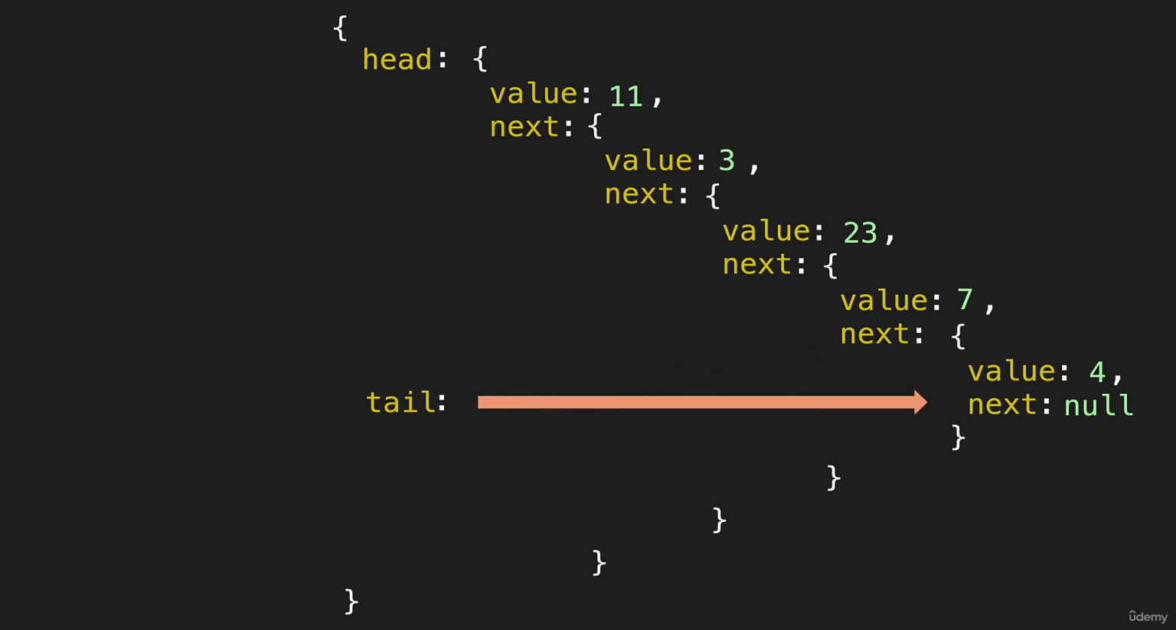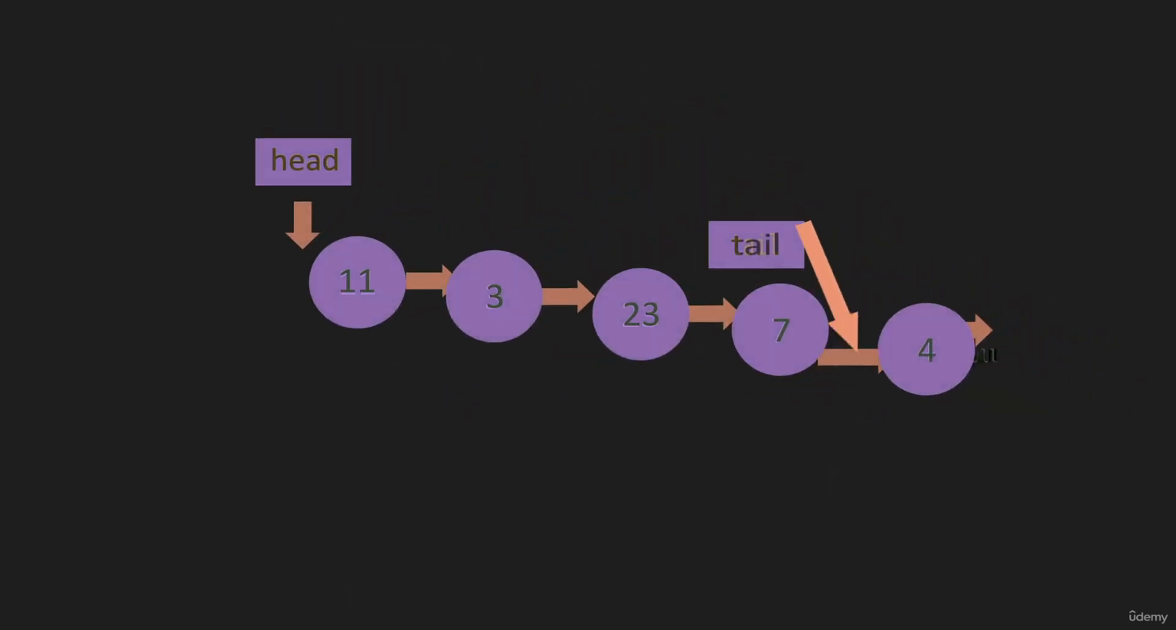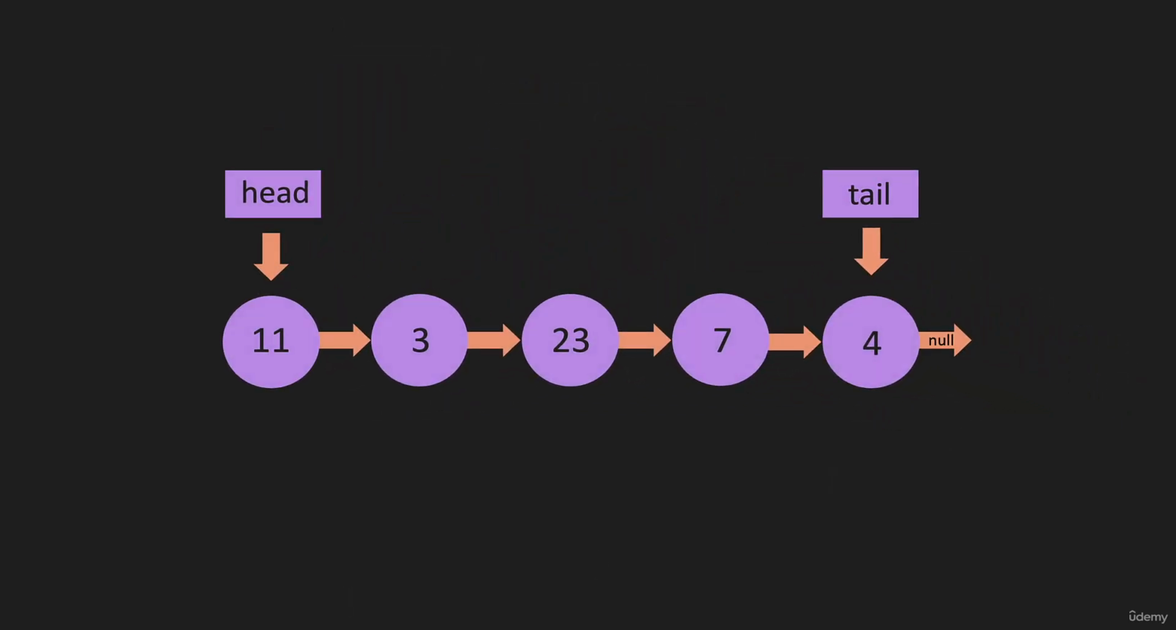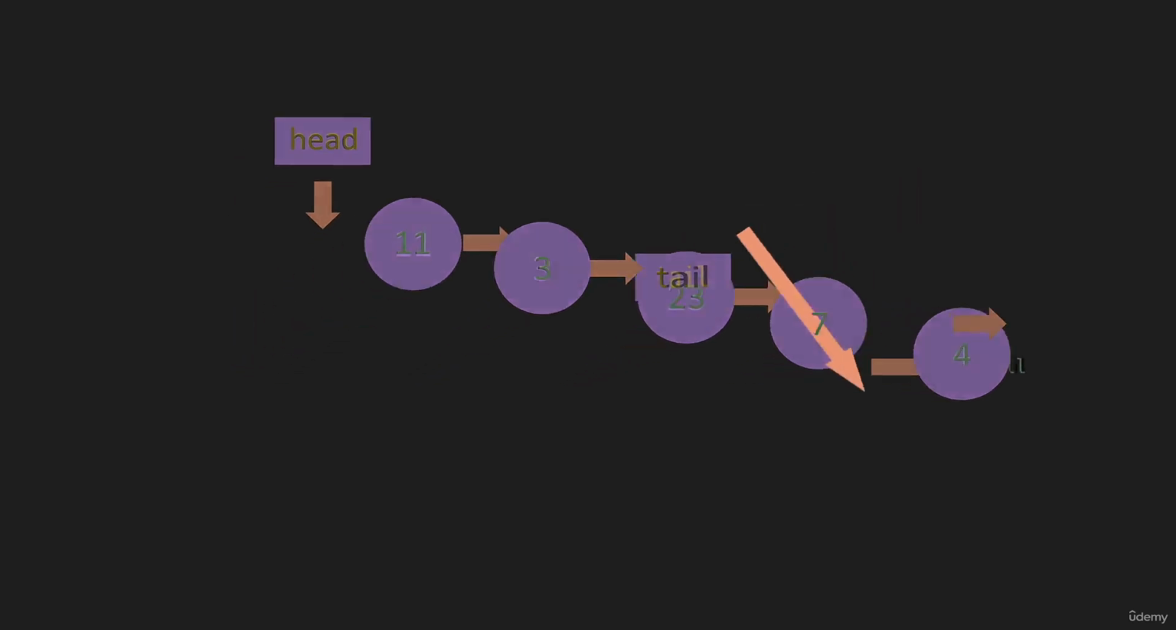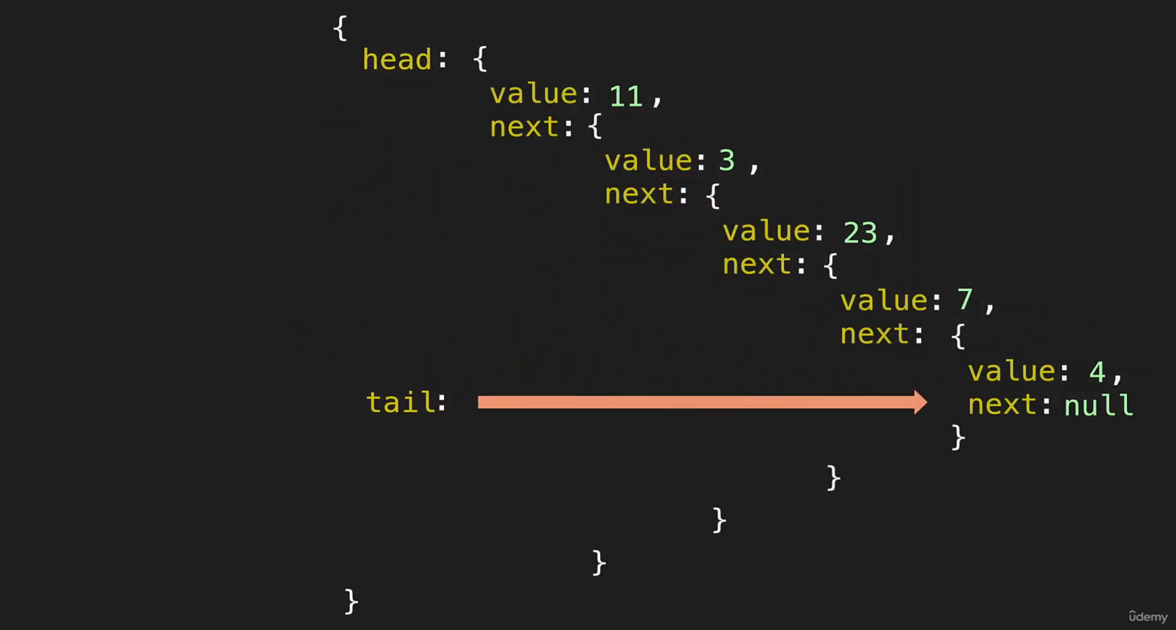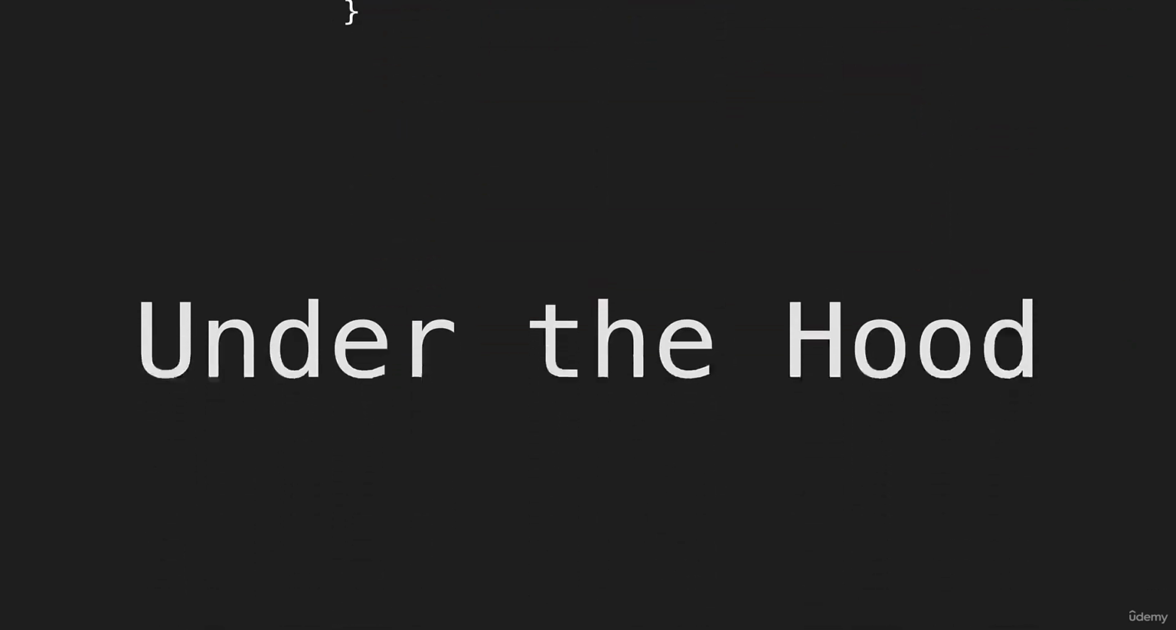So this set of nested objects is what this diagram is made up of. So let's move back over here. And this is what a linked list looks like under the hood.